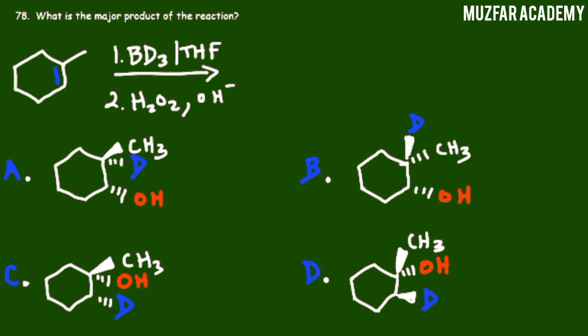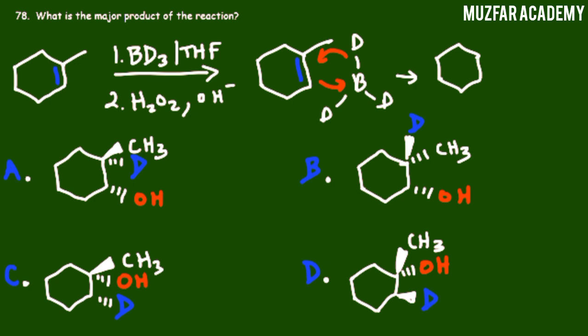78. What is the major product of the reaction? So we have 1-methylcyclohexene with hydroboration oxidation. Now we know this reaction proceeds with anti-Markovnikov regiochemistry. In the first step, the alkene is going to react with BD3. The double bond attacks boron, and deuterium attacks the double bond as well.